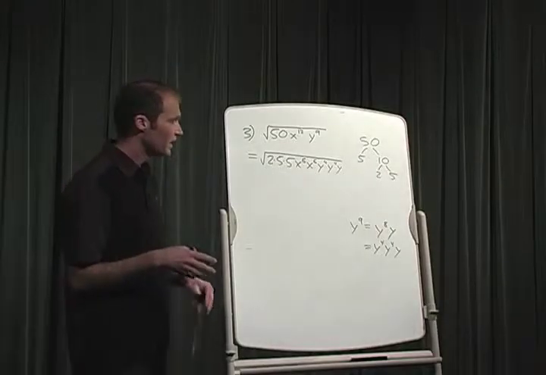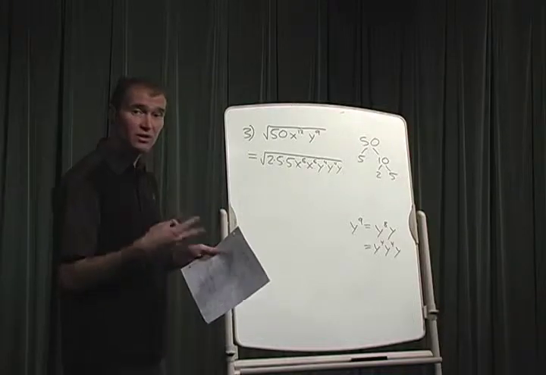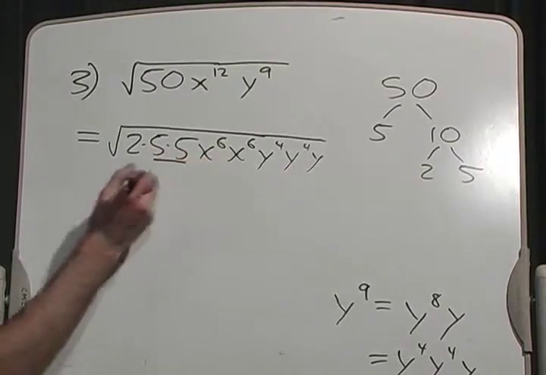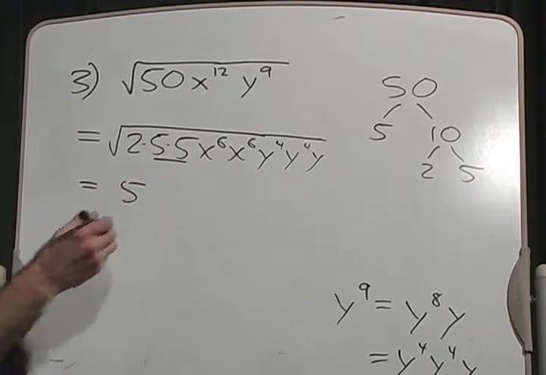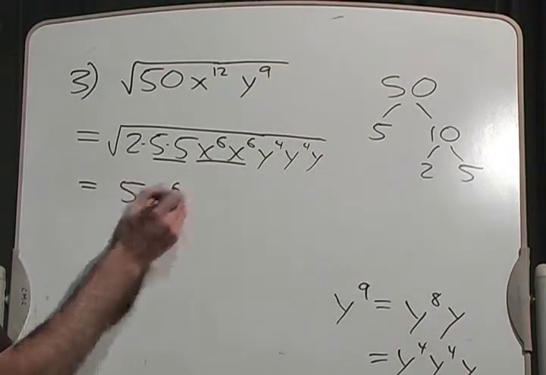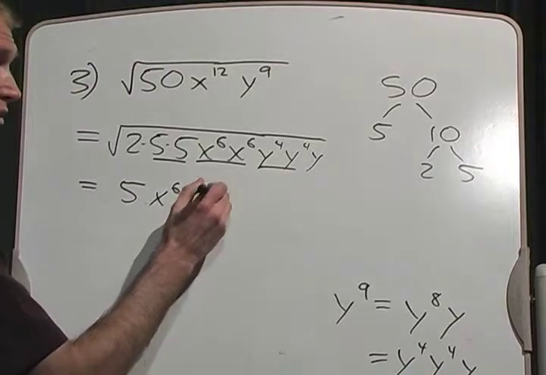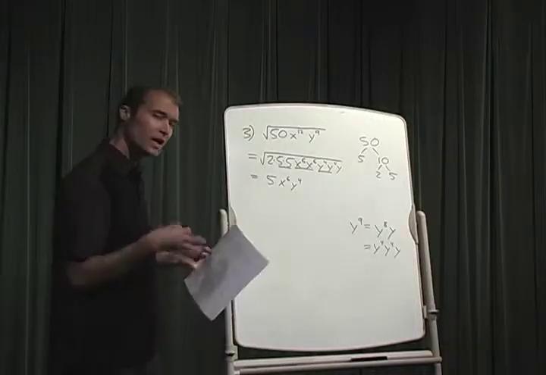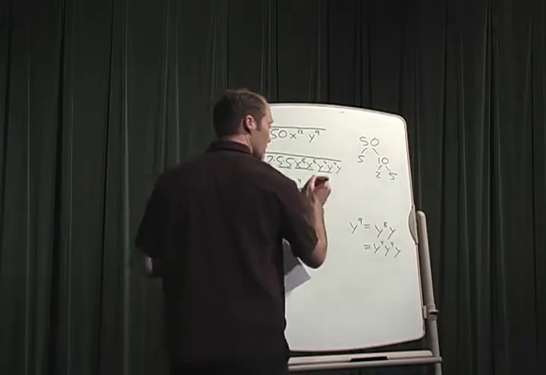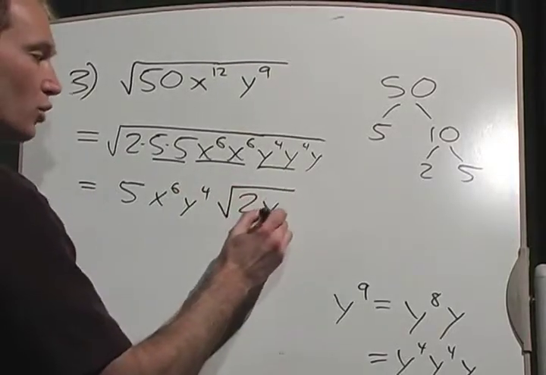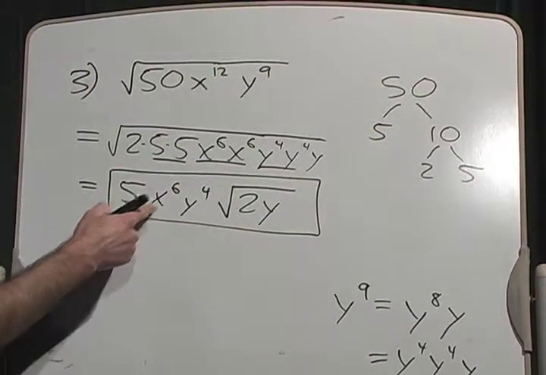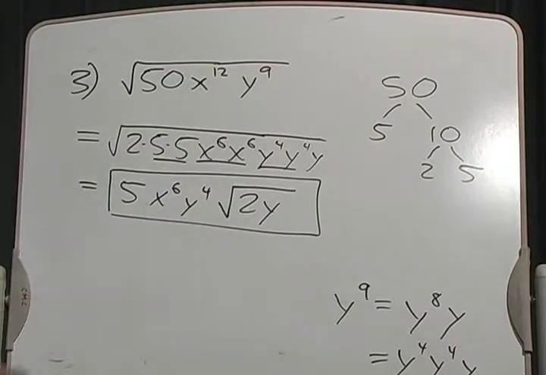Now you guys remember that every time I see a group of 2 underneath the square root, one representative comes out. Well, I see a group of 2 5s, so one representative comes out. I see a group of 2 x to the 6s, one representative comes out. I see a group of 2 y to the 4ths, one representative comes out. Now everything that I haven't dealt with, and everything that's not paired, remains underneath the radical. This is going to be 2y. So my final answer will be 5x to the 6th, y to the 4th, times the square root of 2y.